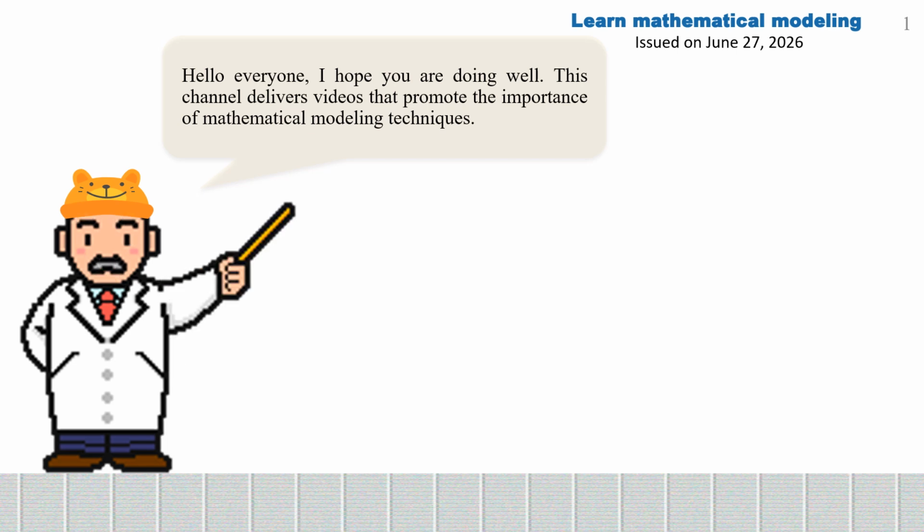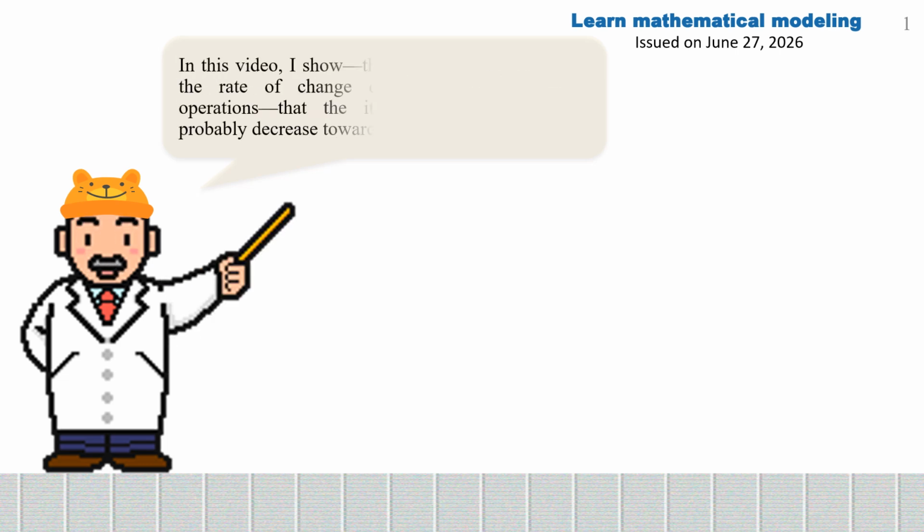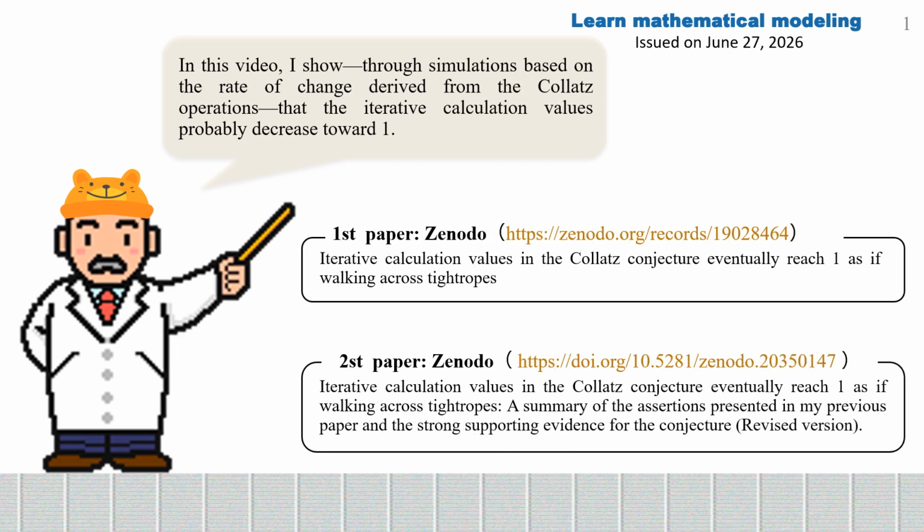This channel delivers videos that promote the importance of mathematical modeling techniques. Currently, I am explaining the Collatz operations introduced in this study. In this video, I show, through simulations based on the rate of change derived from the Collatz operations, that the iterative calculation values probably decrease toward 1.